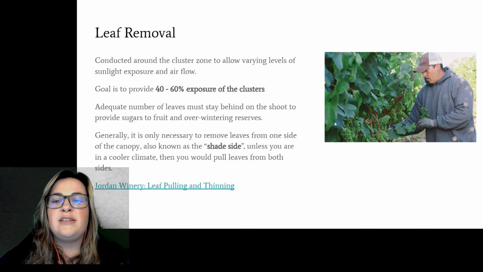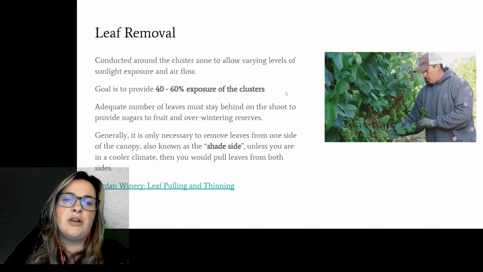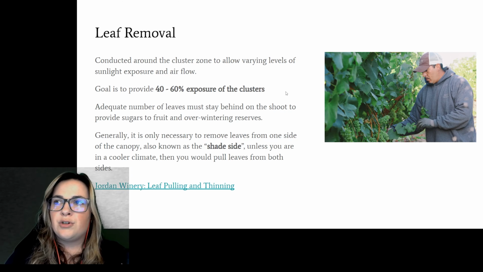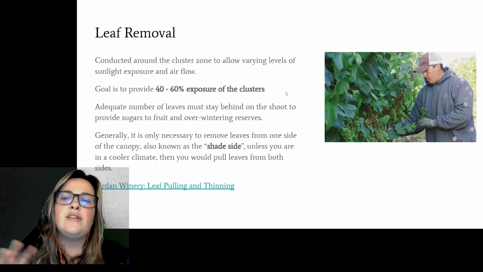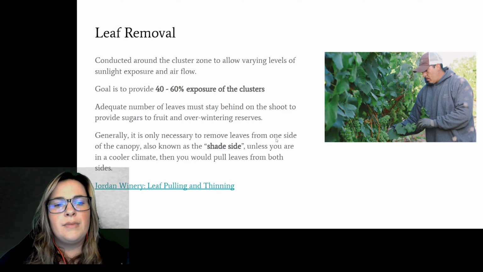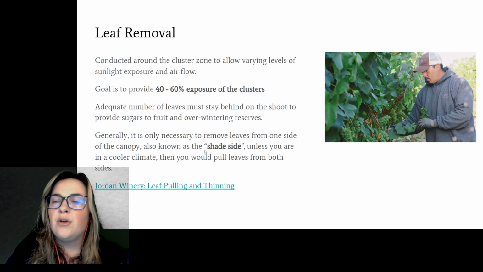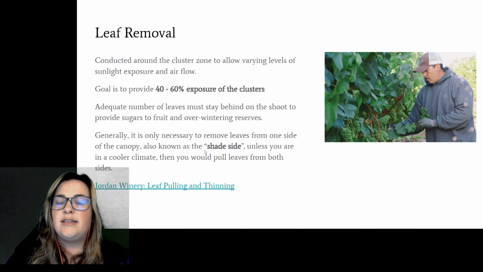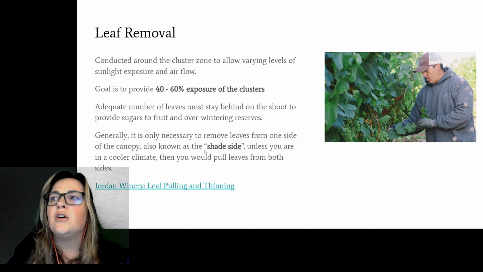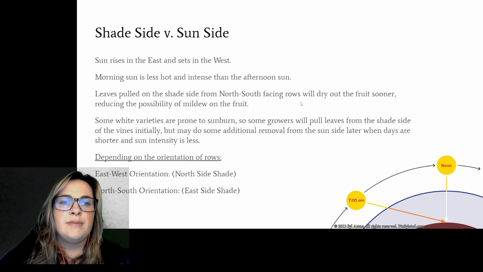So leaf removal is typically done around the clusters, right? We do that to allow sunlight and airflow. Generally, you want 40 to 60% exposure of the clusters, and you only typically do it on one side of the canopy. It's only necessary to remove leaves from one side, known as the shade side, unless you are in a cooler climate, then you would pull leaves from both sides. Where we are in California and the Sierra foothills, it does get quite hot in our growing season, so we definitely have what's called a shade side and a sun side. We'll talk more about that here.